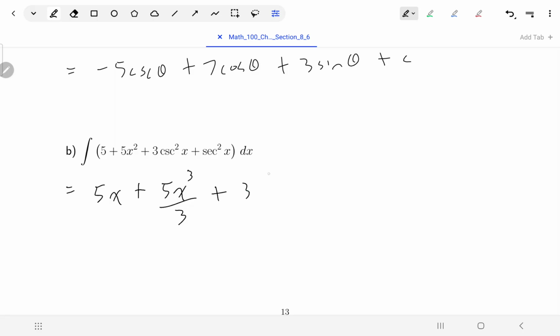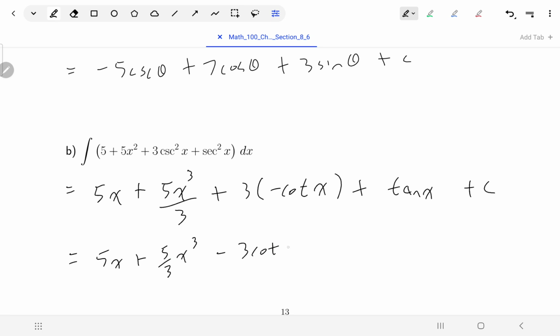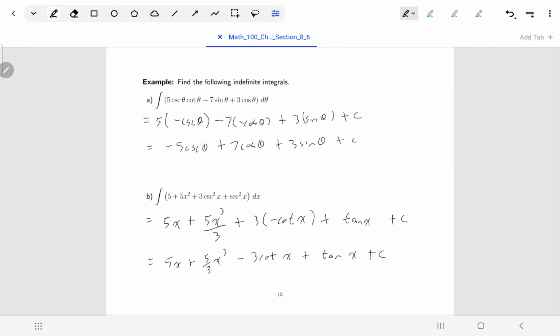And then for cosecant squared, I know that negative cotangent has the derivative cosecant squared. And I know that the derivative of tangent is secant squared. And then that's pretty much that. There's not much in the realm of simplifying to do for this one. And there we go, we found our indefinite integral.